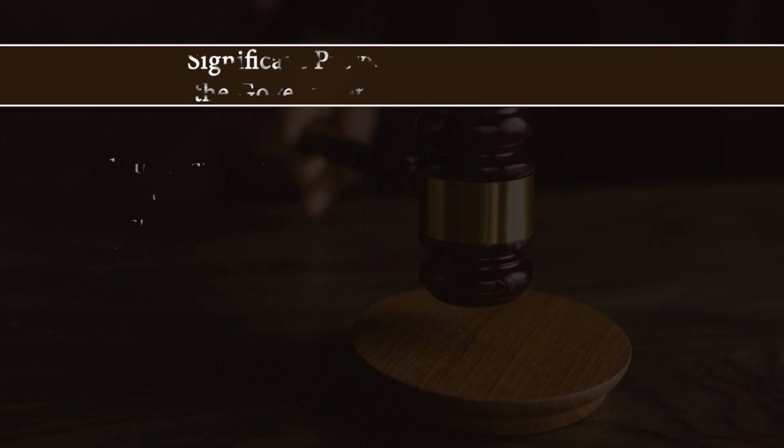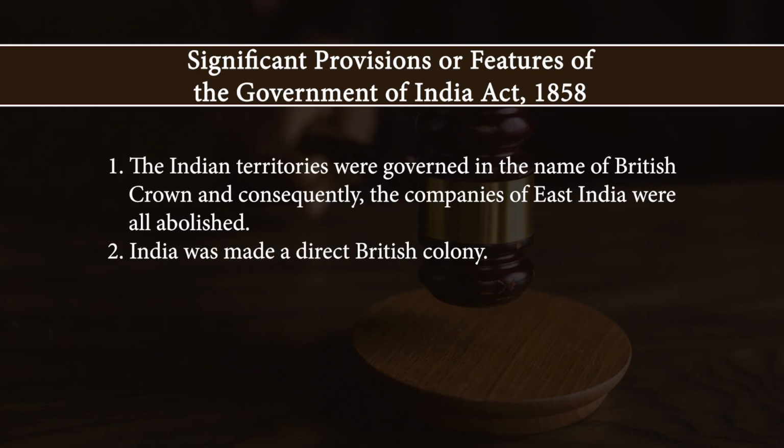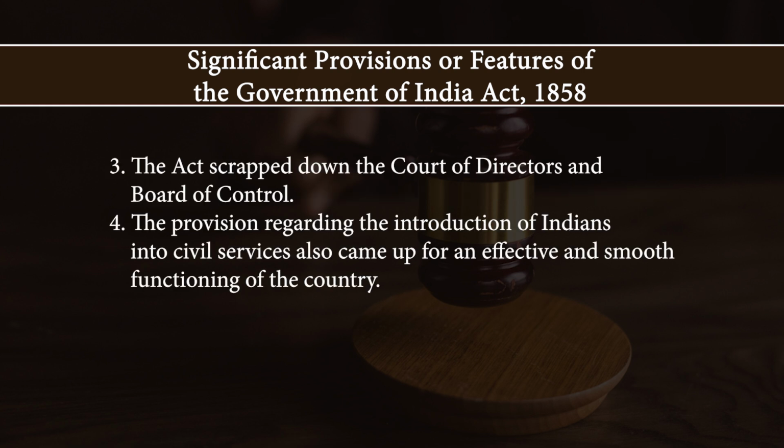Number 1. The Indian territories were governed in the name of the British Crown, and consequently the East India Company was abolished. Number 2. India was made a direct British colony. Number 3. The Act scrapped the Court of Directors and the Board of Control. Number 4. The provision regarding the introduction of Indians into the civil services also came up for an effective and smooth functioning of the country.